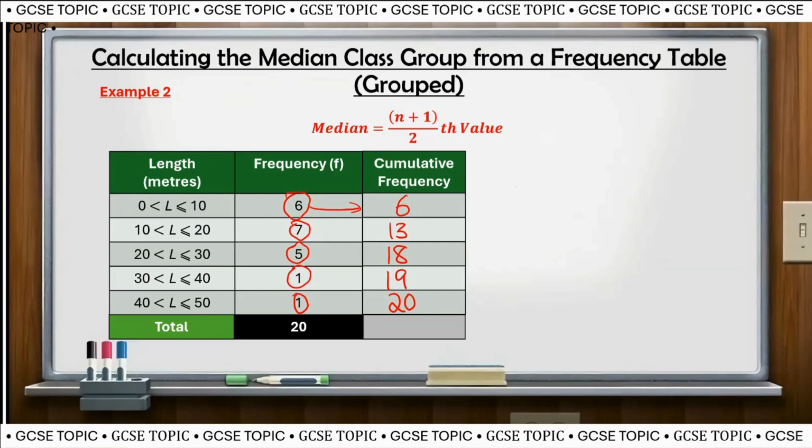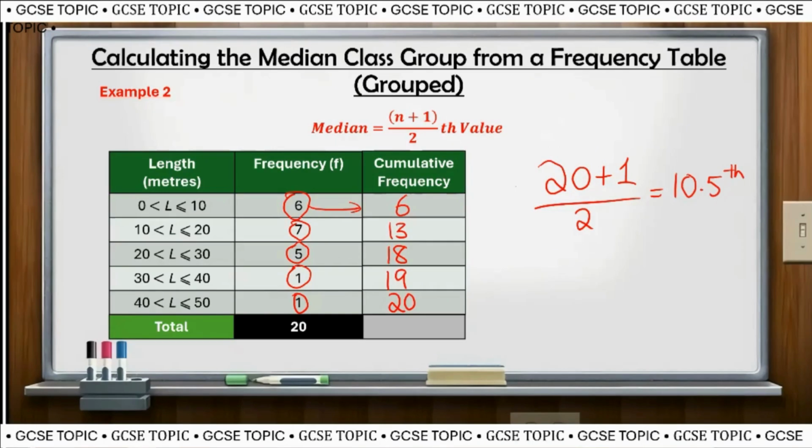So now that the cumulative frequency column is filled, I'm going to utilize my formula to find the position of my median. So I will be inputting the total number of my data, which was 20, then adding 1 to it, which gives me 21, and then dividing it by 2, which is equal to 10.5. This tells me the position of my median. Please be careful, as this does not tell me my median class group, but in fact I have to use my cumulative frequency column to see where 10.5 lies.